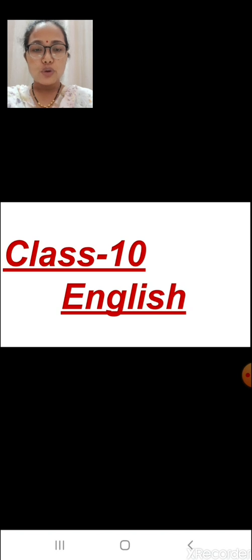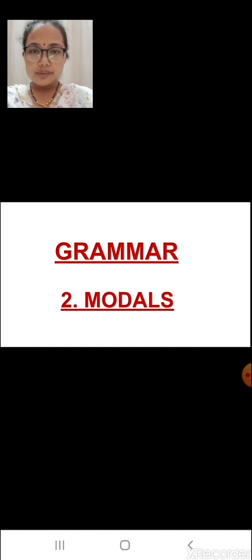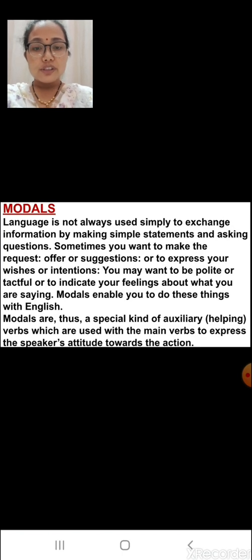In today's class, we are going to start with a new topic of grammar, that is topic number 2, modals. Language is not always used simply to exchange information by making simple statements and asking questions. Sometimes you want to make a request, offer, or suggestions, or to express your wishes or intentions. You may want to be polite or tactful or to indicate your feelings about what you are saying. Modals enable you to do these things with English.